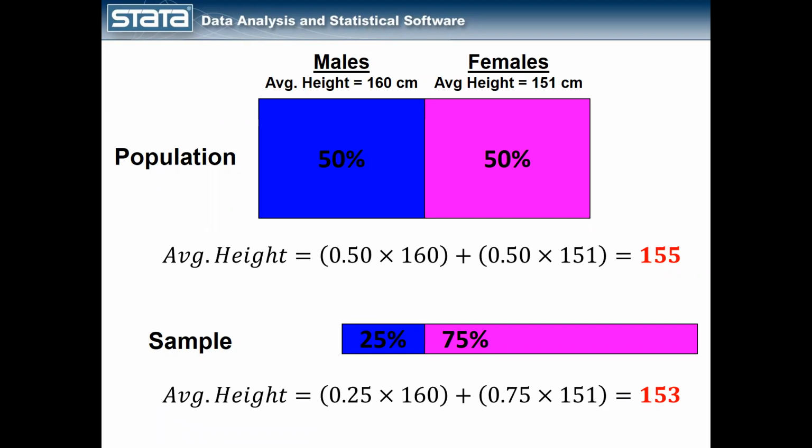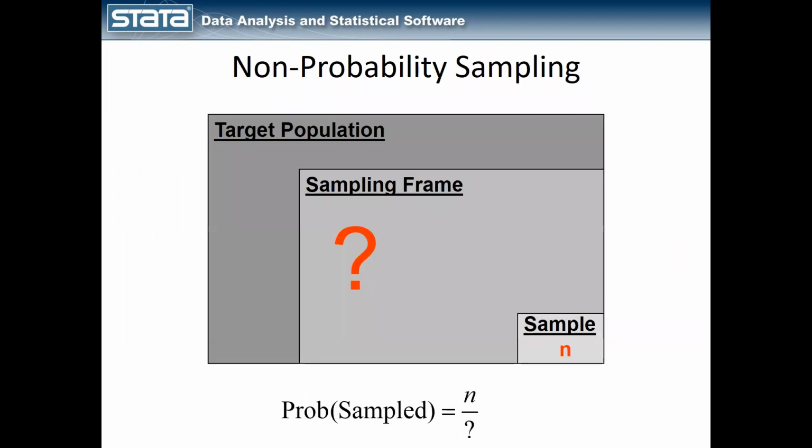So that's the problem with having a sample that's not representative of the population. You can end up with numbers that are inaccurate. They don't accurately represent the population.